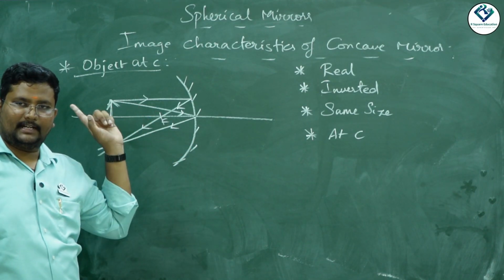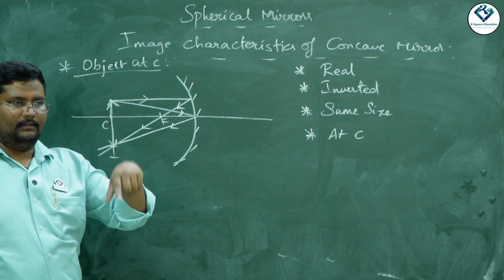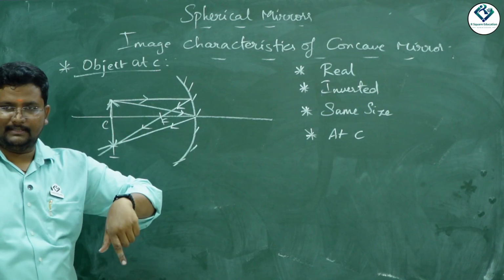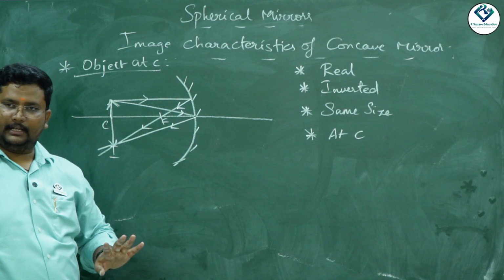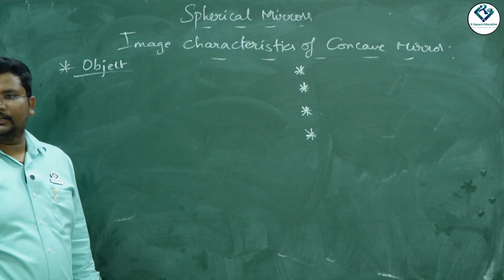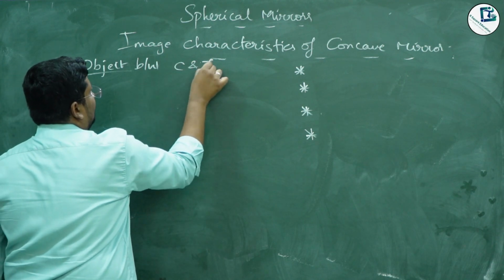So first, at infinity, image at focus. Second, object beyond C, image between C and F. Now object at C, image is also at C. Clear? Now the object is going to be between? Yes, between C and F.